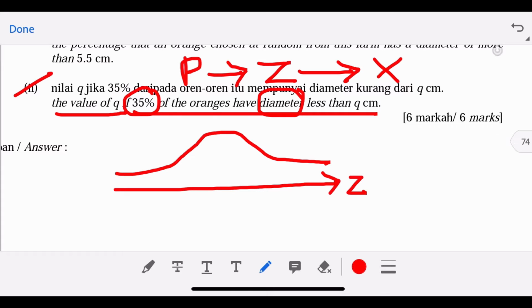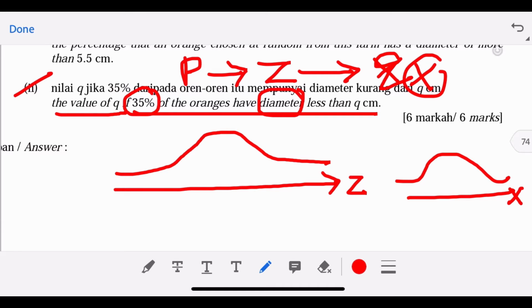So the value of Q is a diameter, this is Q. 35% of the oranges have diameter less than Q. Less than Q, the Q is the X, okay? So it means that if I want to sketch the X, the mean here is 5. So the Q should be somewhere here, right? So this is actually the value of the Q. X for sure will be positive. Alright, so if less than Q, we will shade to the left.